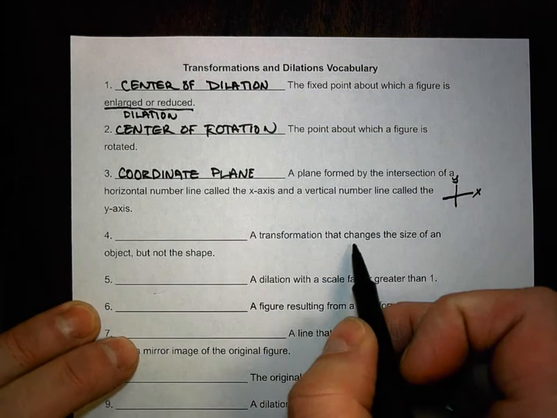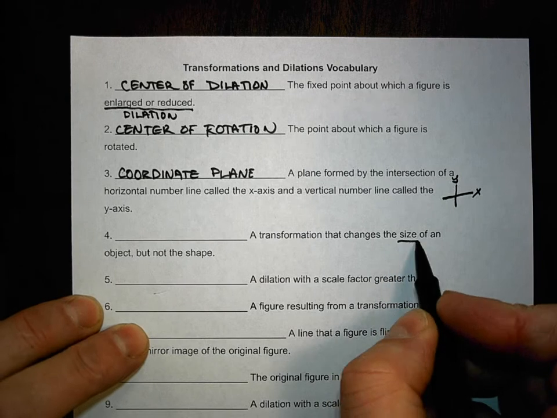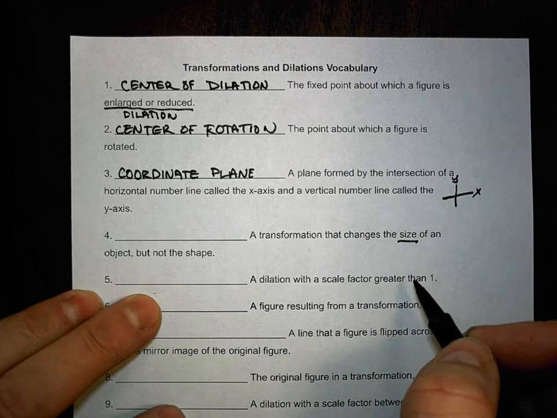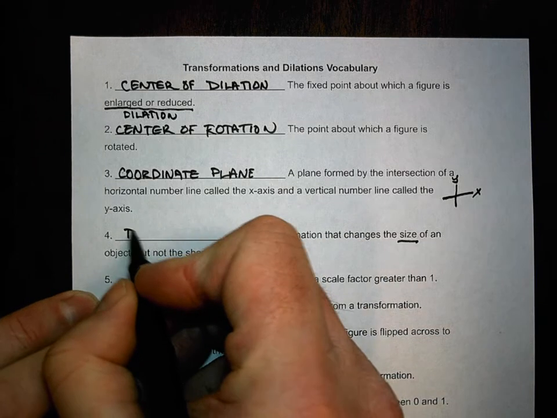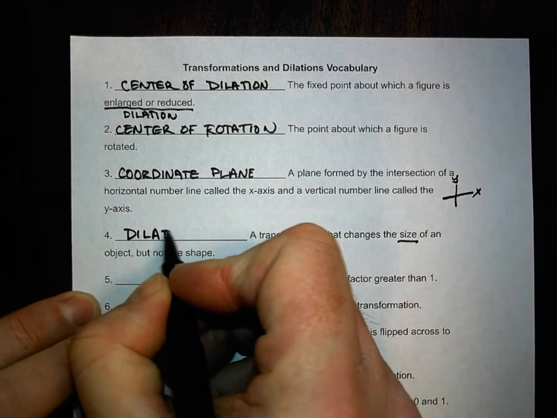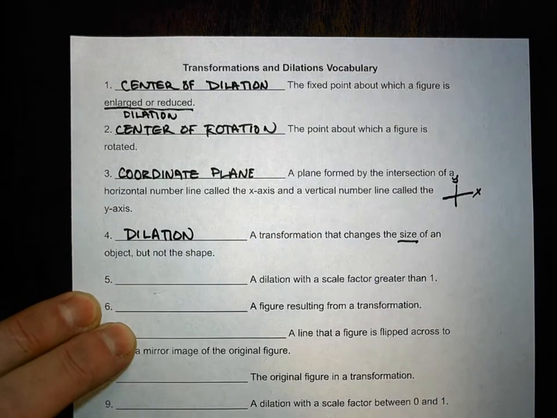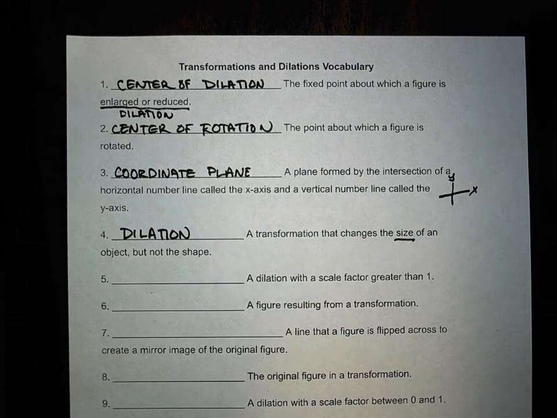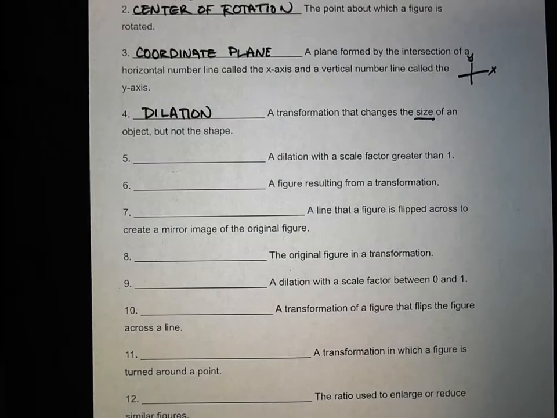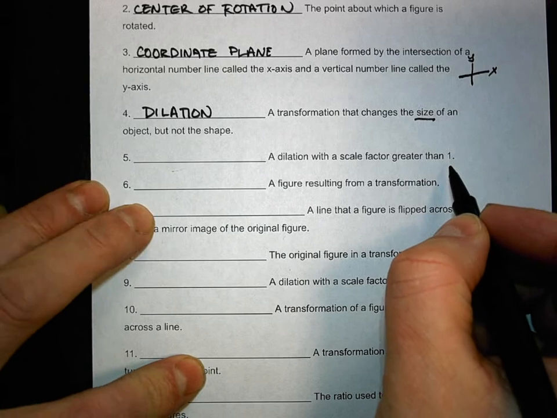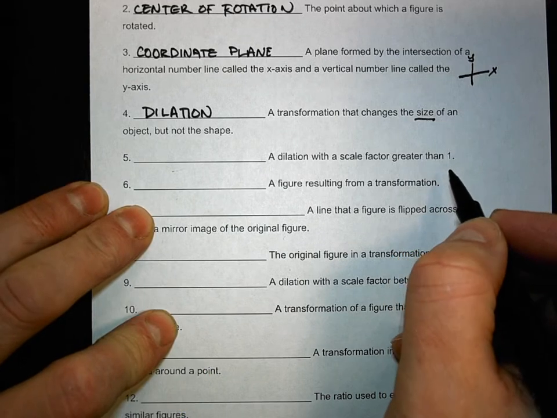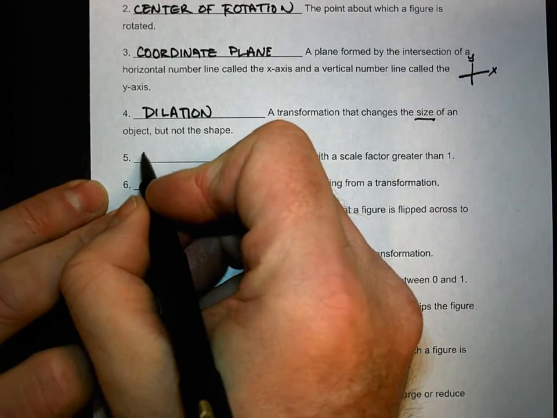Okay, a transformation that changes the size of an object, but not the shape. What did we do that changed the size? Dilation. So far, these are all pretty straightforward, aren't they? A dilation with a scale factor greater than 1 is called an enlargement.